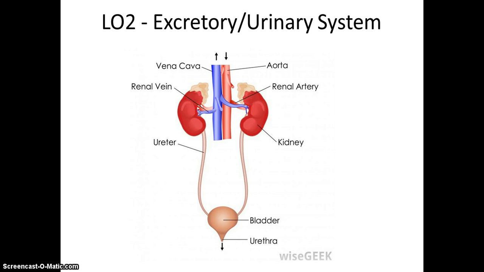We then move into the renal arteries and renal vein. The renal artery supplies the kidneys with blood, so it takes the blood to the kidney, and the renal vein takes the blood away from the kidney and back towards the heart or the rest of the body, depending on where it's going next. The next part down is the ureters, which are the tubes that carry the urine, all the filtered bad stuff, from the kidneys down into the bladder, where we store our urine. And finally, the urethra is the tube that expels the urine from the bladder to the outside of the body.